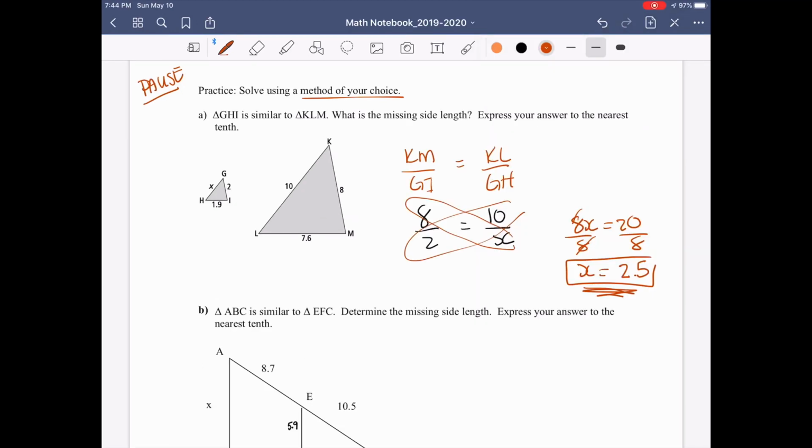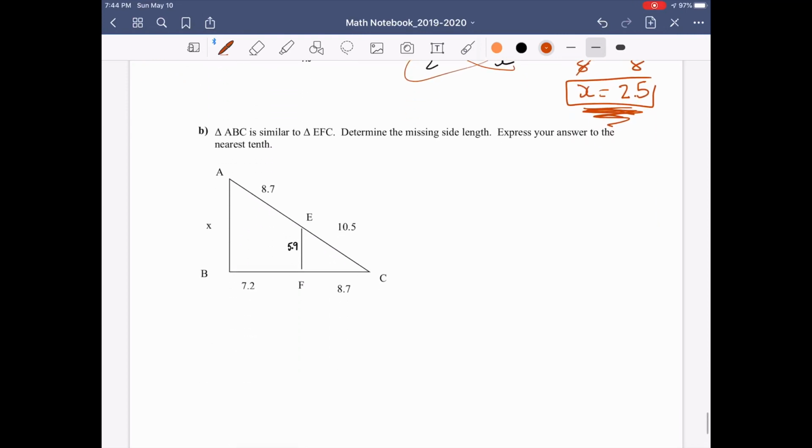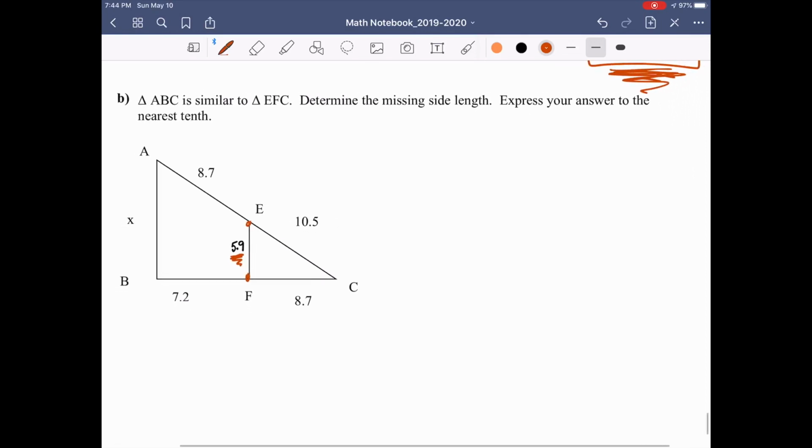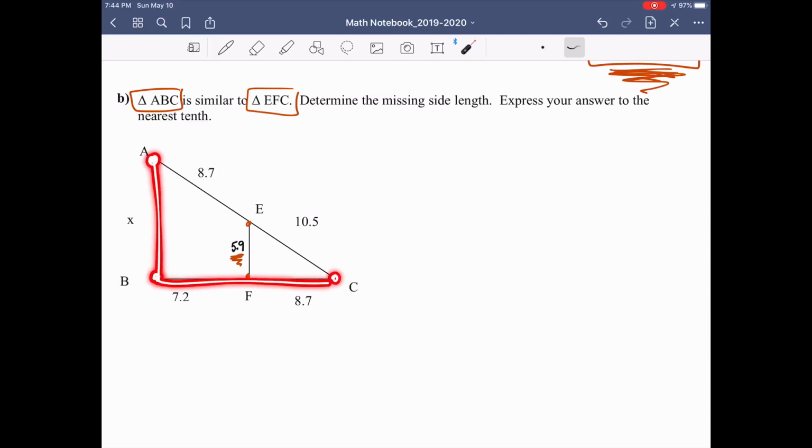All right, guys, so for the first one, you should have gotten that x is equal to 2.5. For the second one, I'm going to do it with you because it's a little bit trickier. So it says here, and the first thing that I have to tell you is that there was a number missing, so make sure you write this down. EF is equal to 5.9. So it says here triangle ABC is similar to triangle EFC. So ABC, this big triangle here, is similar to triangle EFC. And then it says determine the missing side length.